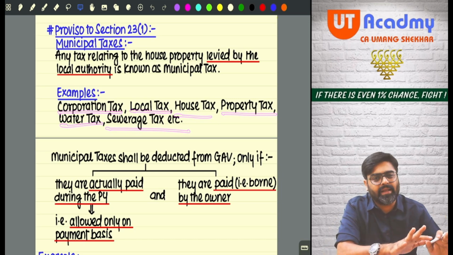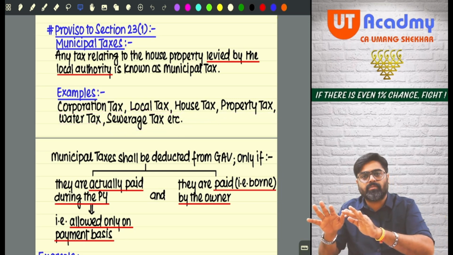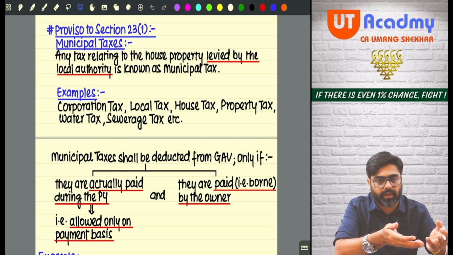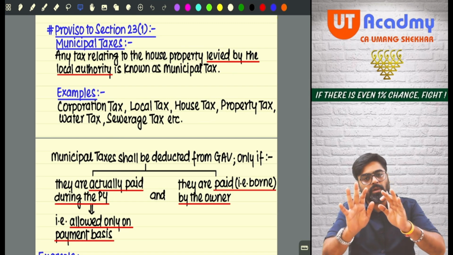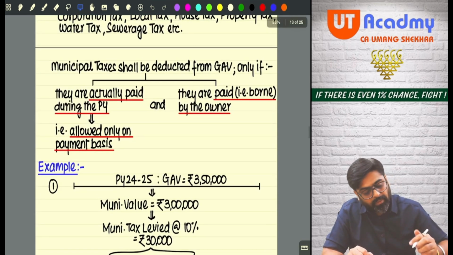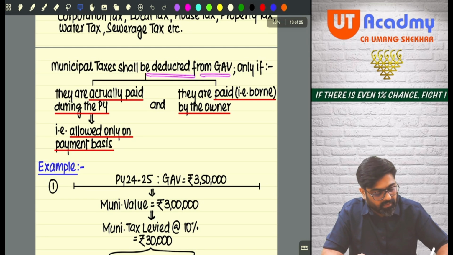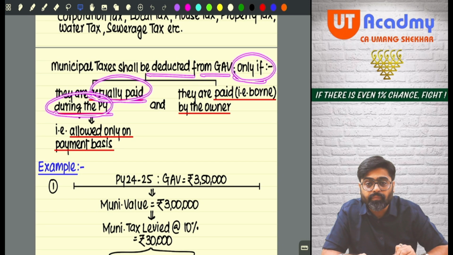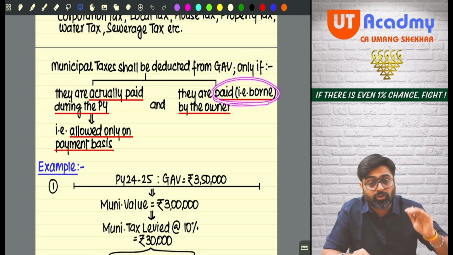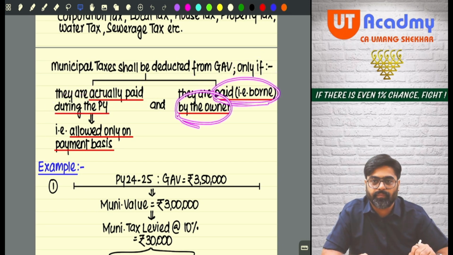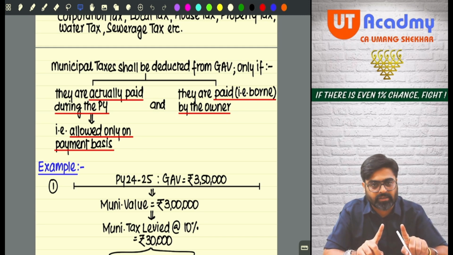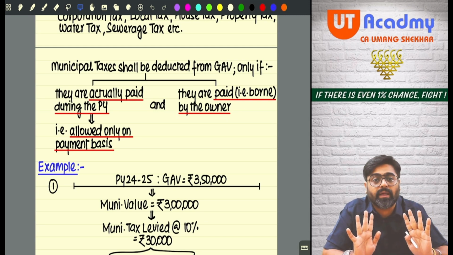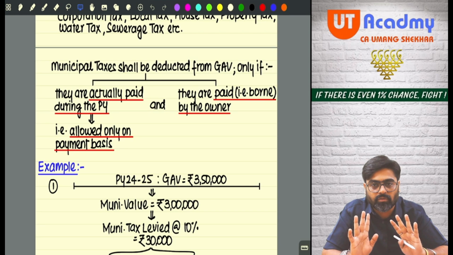It can be by any name. But since they are charged by the local authority on your property, yes or no? Hence they are known as what? Municipal tax. So municipal taxes shall be deducted from GAV only if they are actually paid during the previous year and they are borne by the owner. If these two conditions are fulfilled, only then you are going to claim the deduction for municipal tax.